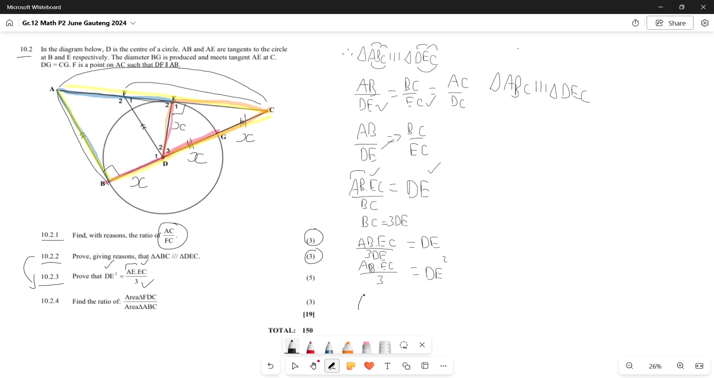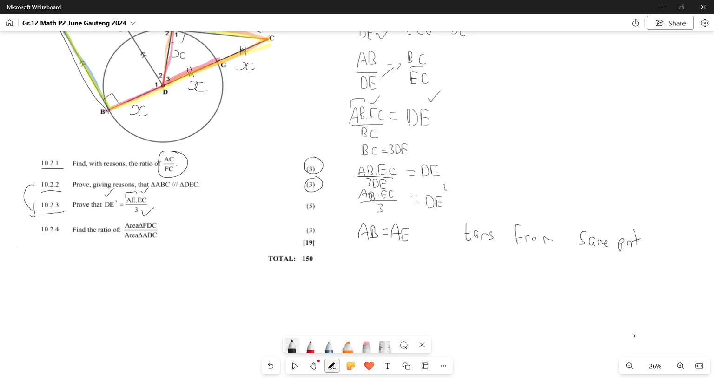So we can just go ahead and write that. AB equals AE because tangents from the same point. And therefore we can go ahead and substitute that in. Where AB used to live, we can now write AE, and we have AE multiplied by EC over 3 equals DE squared. And that is exactly what we have here. DE squared equals AE multiplied by EC over 3. And this would earn us 5 marks.